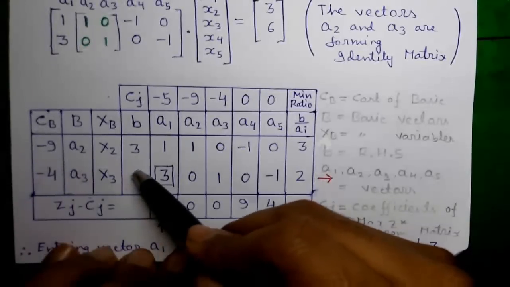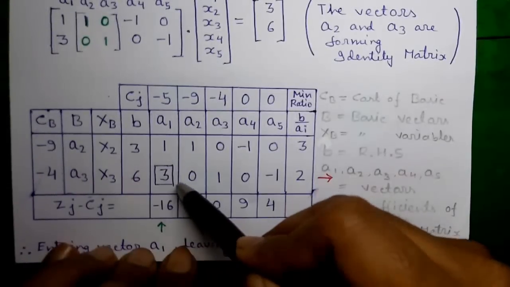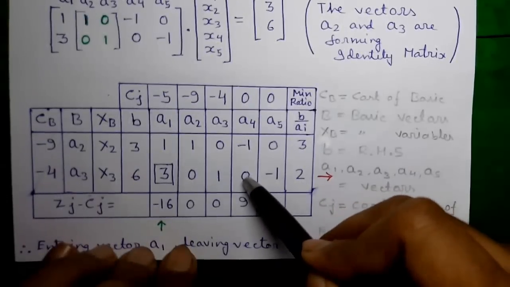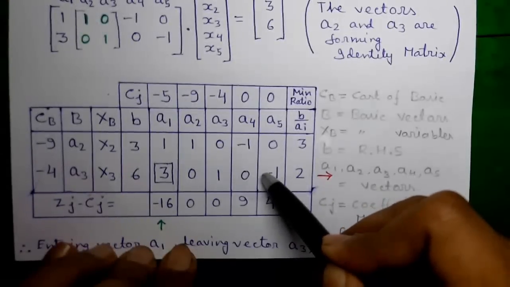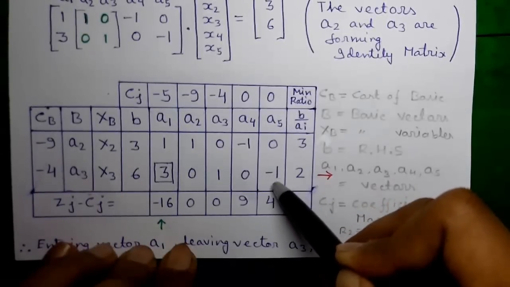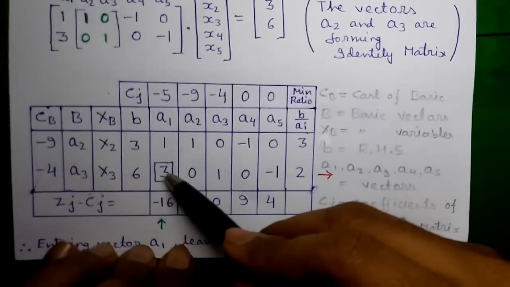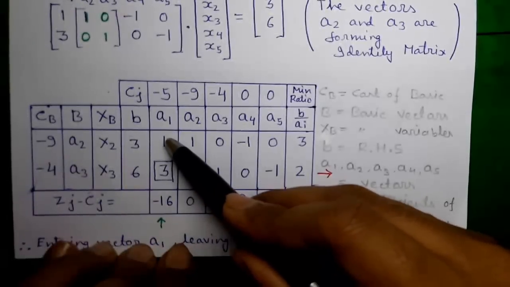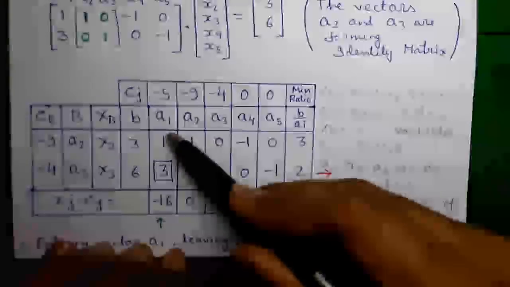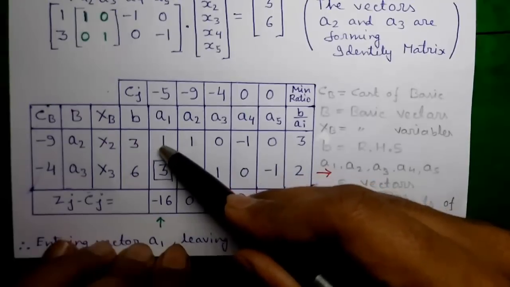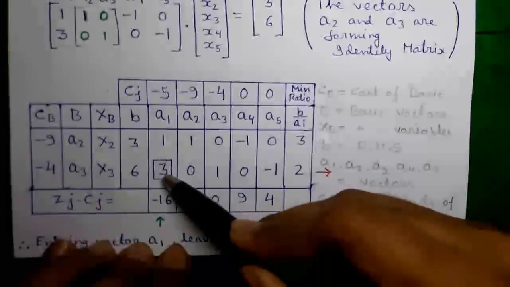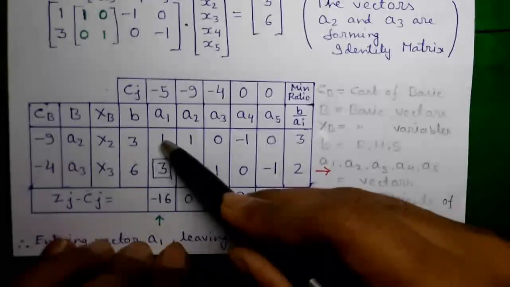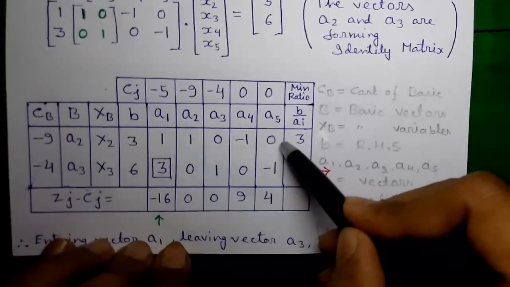So 6 divided by 3 is 2, 3 divided by 3 is 1, 0 divided by 3 is 0, 1 divided by 3 is 1 by 3, and 0 divided by 3 is 0, and minus 1 divided by 3 is minus 1 by 3. Next, this value is now 1 and the values are changed. Next we have to make this element 0 since this is above the pivot element. So to make this 1 into 0, with the help of this 1 we can subtract this row from this row. So we will do the operation with all the numbers in this row.